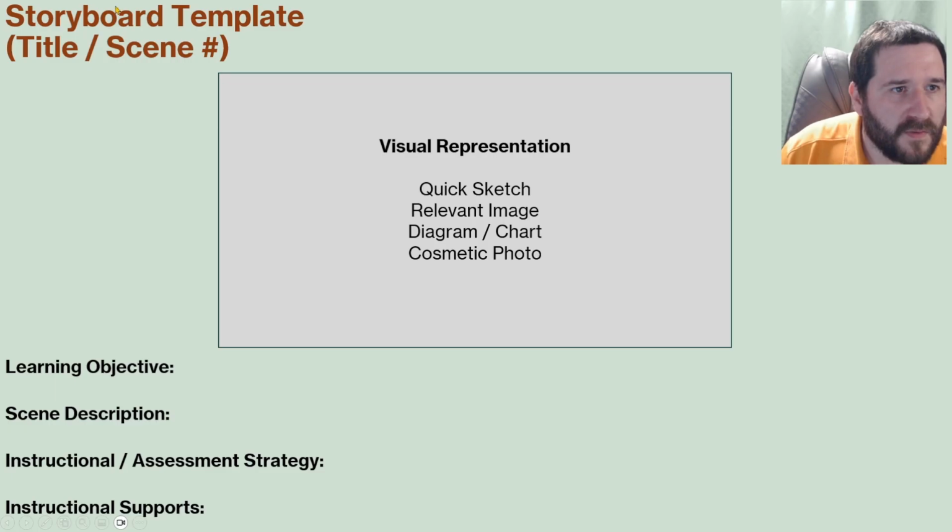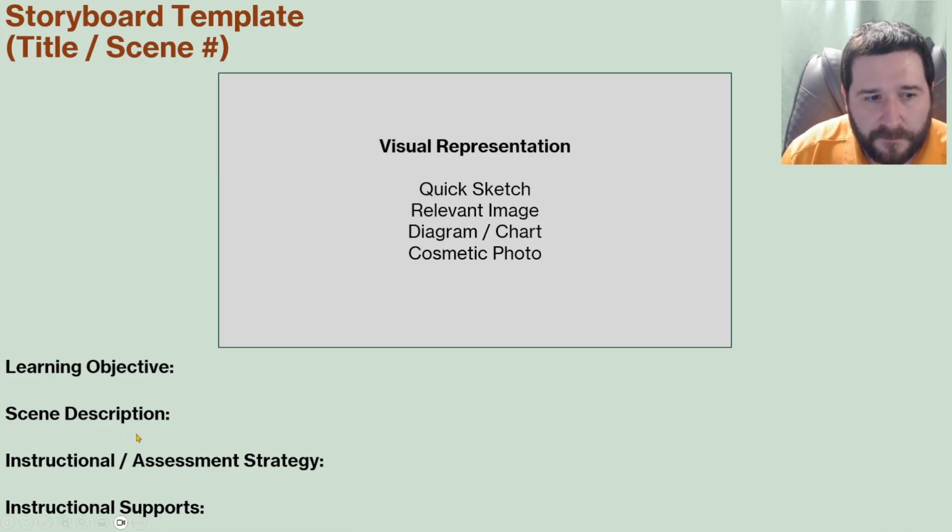Okay, so in our storyboard, you're going to have title and scene number in the top. You're going to have a visual representation of that slide in the middle. And then down below, I want you guys to include the learning objective. Okay, this can change from slide to slide, or we might only have a couple learning objectives throughout our entire lesson. That's okay. But I want you guys to be aware of what do you want students to learn while on this slide? Okay, what is the objective we're working towards?